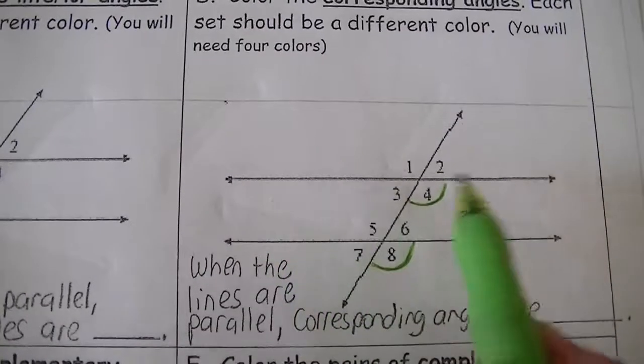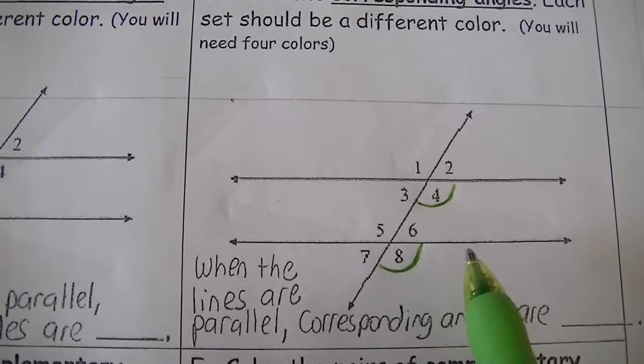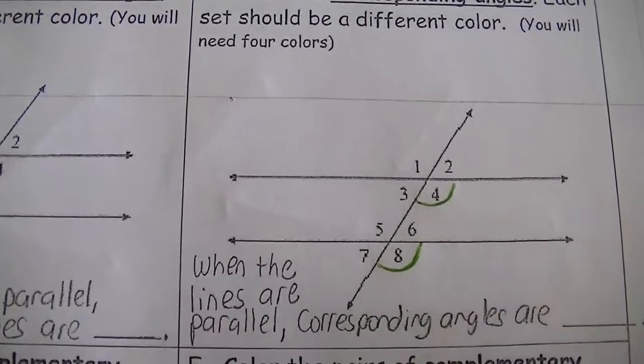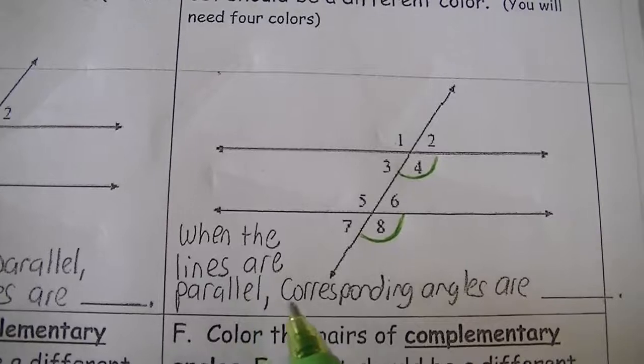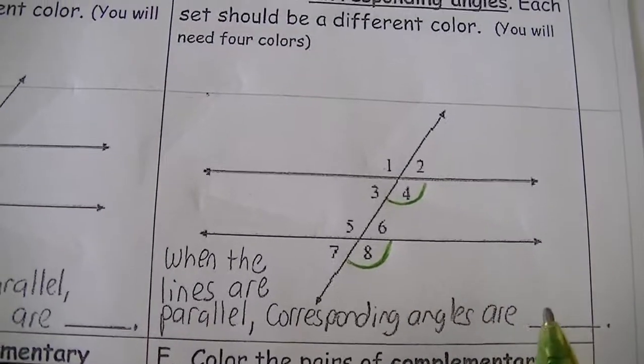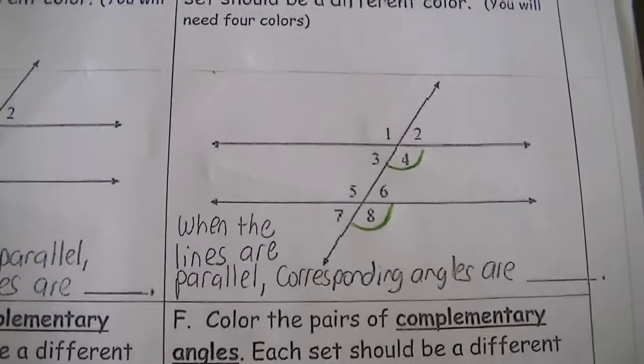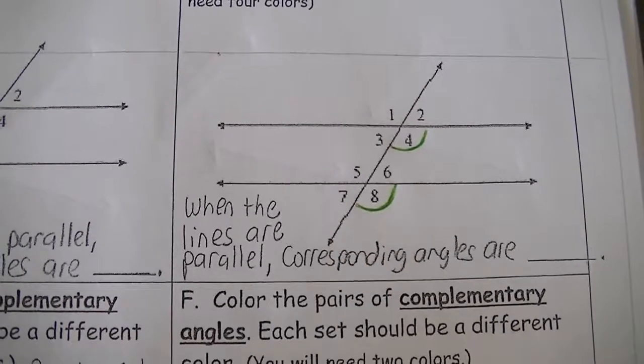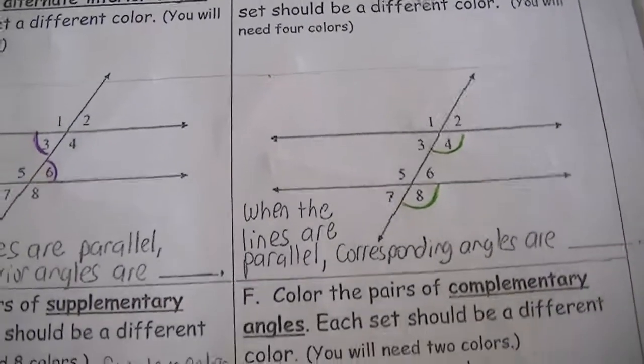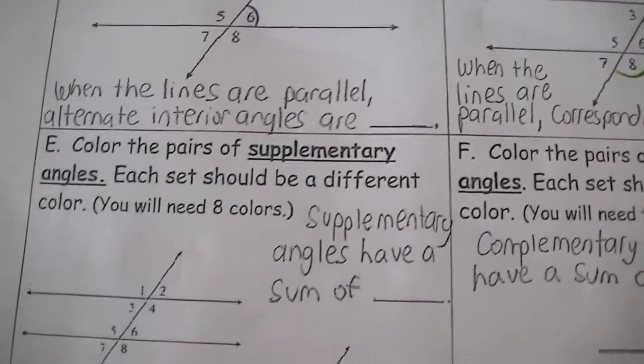Now, these 2 lines aren't parallel to each other because it doesn't tell me they are. But if they were, when the lines are parallel, corresponding angles are what? What's so special about corresponding angles? Only when those lines are parallel to each other. All right, let's go ahead and look at another example.